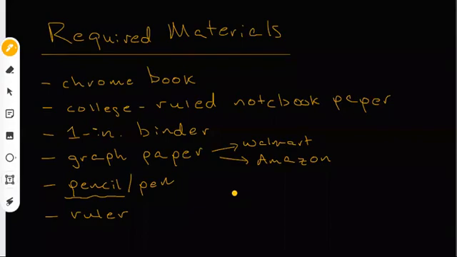So you got your Chromebook, notebook paper, binder to put it in with your graph paper, and then pencil or pen and a ruler. That's pretty much it. I can't think of anything else. And if you need to see this again, you can either rewatch the video or look at my syllabus, because that's where I'm getting all the information from. All right, so let's move on to the last slide.